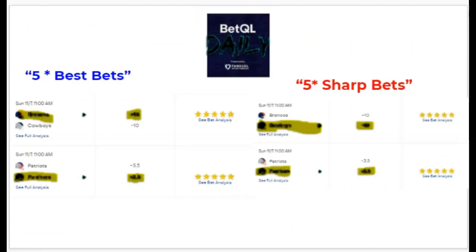So we can also release the NFL 5-star bets with BetQL. They, interestingly enough, have the same games in the NFL. Interesting. Best bets: Broncos plus 10, Panthers plus 3.5. Well, now we hedge it a little bit here and have the Cowboys under the sharp 5-star at minus 10, and the Panthers at plus 3.5.